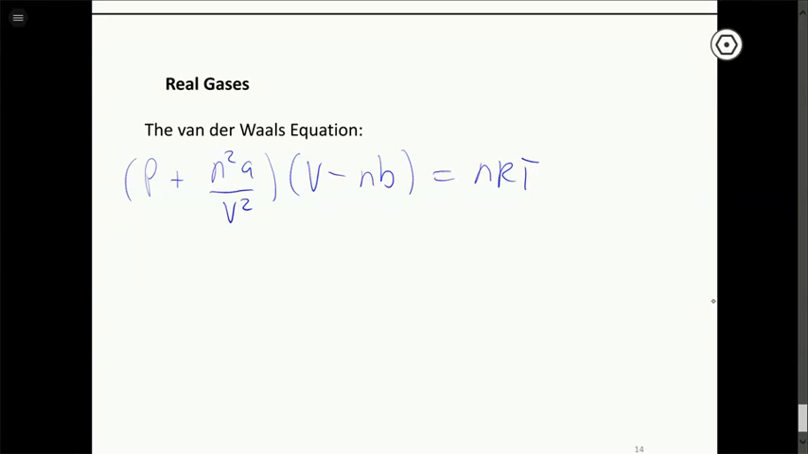In other words, we put a fudge factor on both the pressure and the volume that accounts for the deviations that real gases experience. So what do these terms mean? All the other terms are the same as the ideal gas equation: pressure, volume, number of moles, and temperature. But these terms A and B are what we call the van der Waals parameters. A adjusts for the interactions between particles.